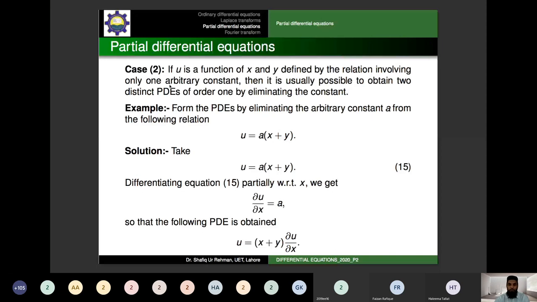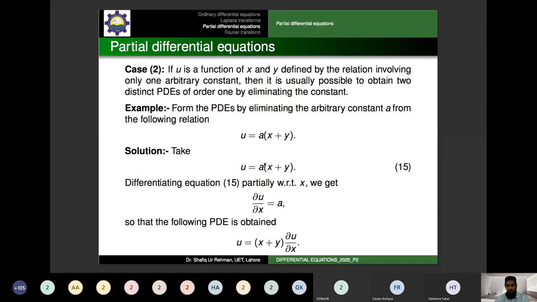So how do we form a partial differential equation? Take an example. Form the partial differential equation by eliminating the arbitrary constant a from the following relation: u is equal to a times (x plus y). One arbitrary constant, two independent variables. Label it as equation number 15, for example.